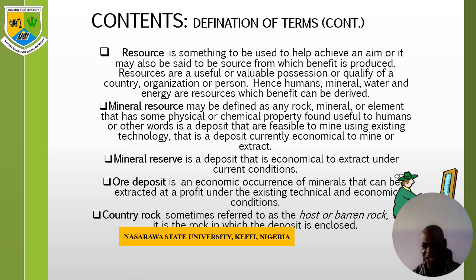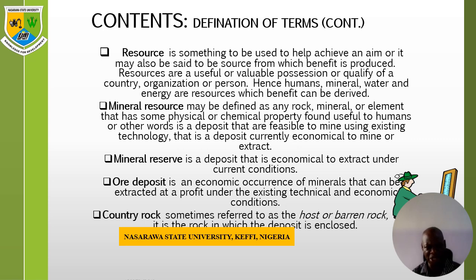Now, a resource is something that can be used to help achieve an aim, or it may also be said to be a source from which benefit is produced. Resources are useful or valuable possessions of a country, organization, or person. Hence, human, mineral, water, and energy are resources from which benefit can be derived.